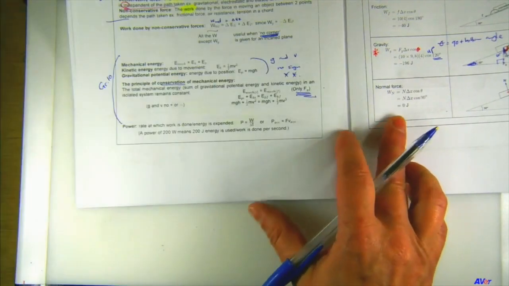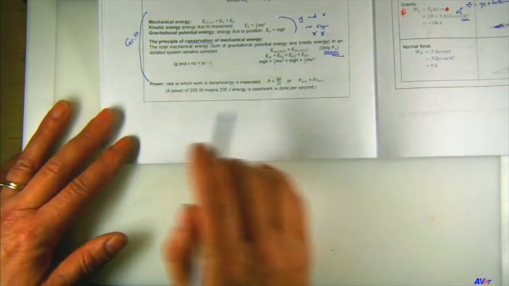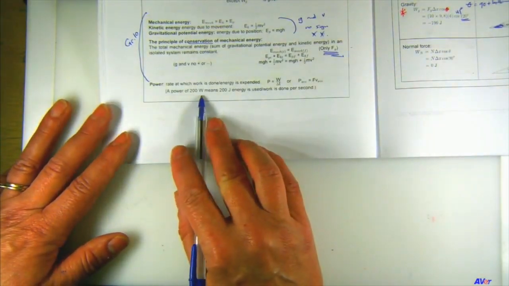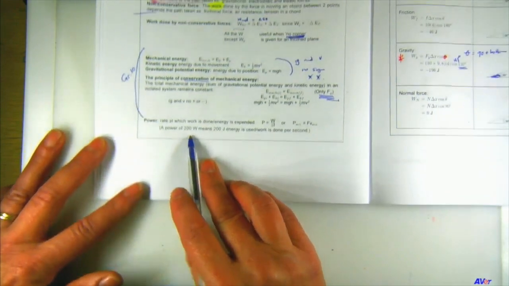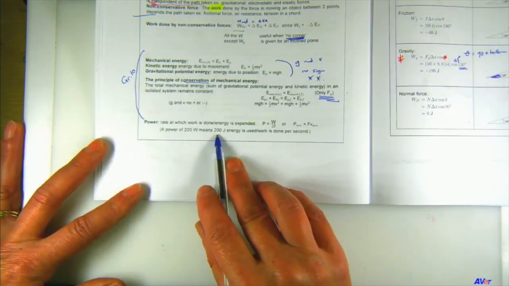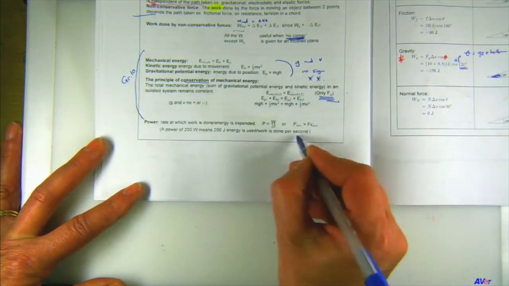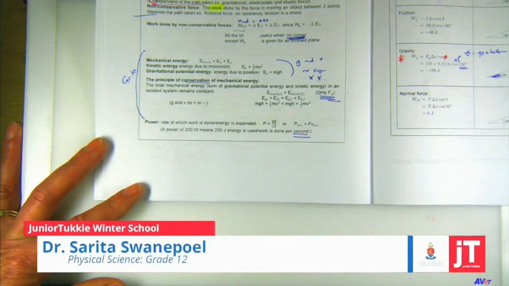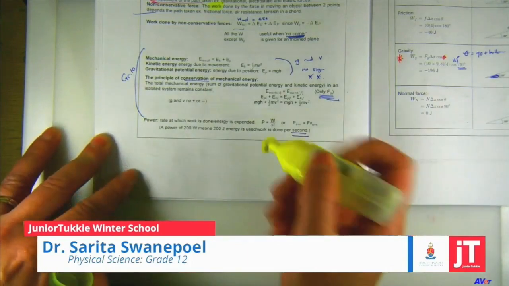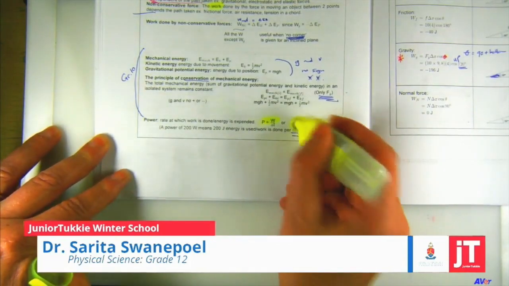So what is power in this context? If someone's got a power of 200 watts, it means it's giving 200 joules of energy to the system per second. And that is the important thing. It's every second. And there's another equation. So this one is old news. What is new is that one.